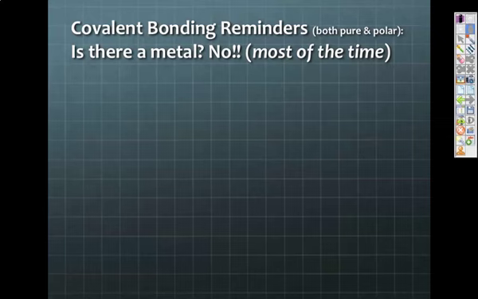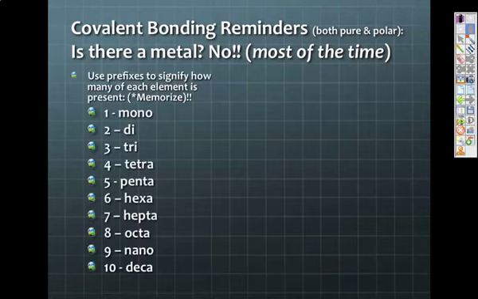We ask ourselves, is there metal? We're going to say no most of the time. We saw some yesterday where the electronegativity values ended up being different enough that it was polar, even when it was a metal. Okay, so remember we need to use our prefixes.